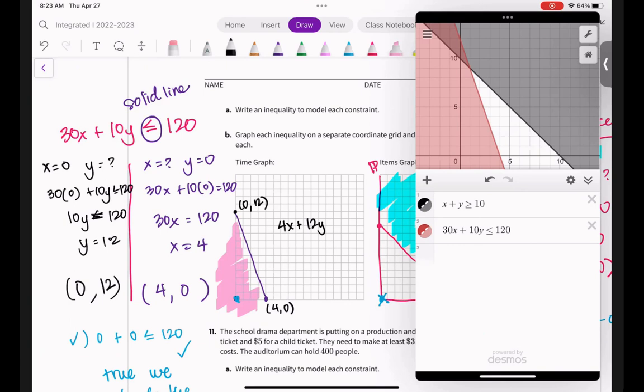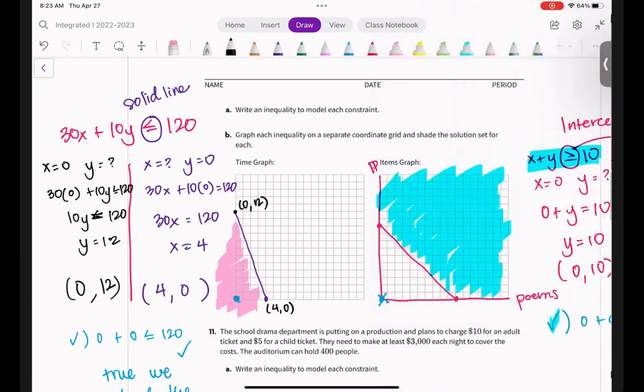Is less than or equal to 48. Is that right? Wait, let me see. Hold on. Did I do that backwards? Hold on. Oh, when you write the equation, sorry.